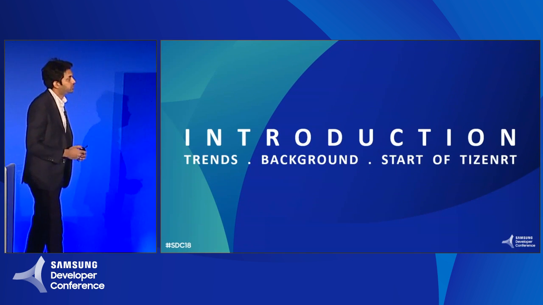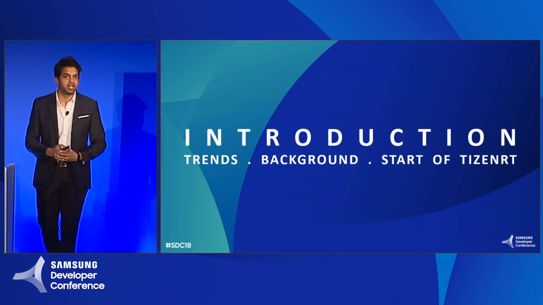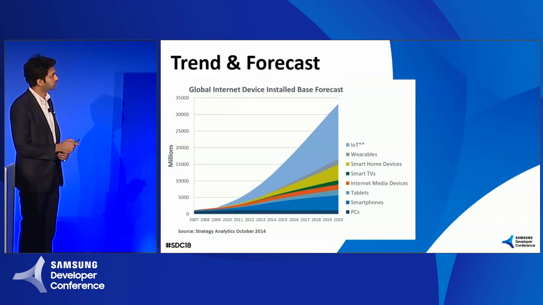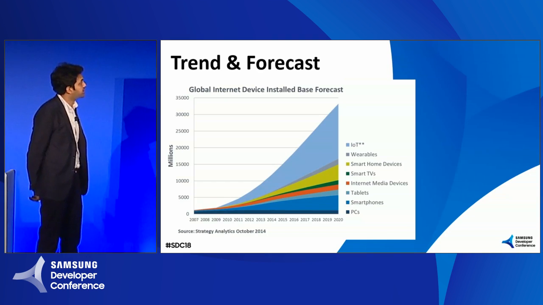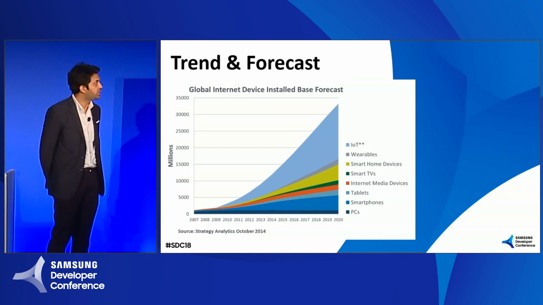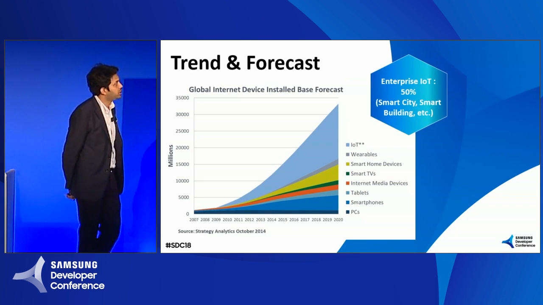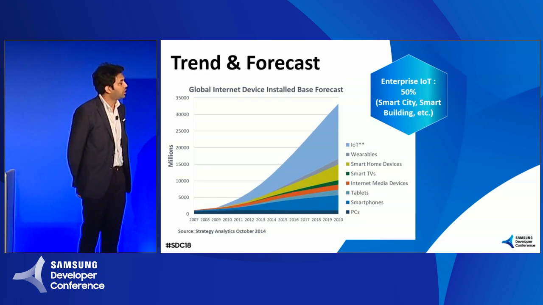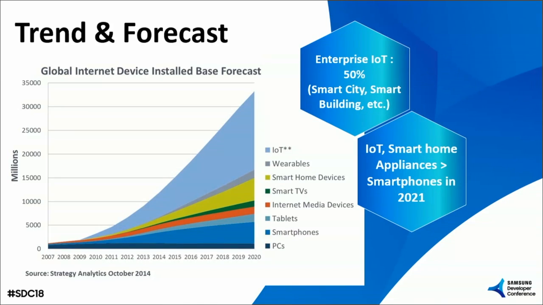So let me explain a quick start on how we started with the backgrounds and trends and why we needed this platform. In 2015, we saw a global analysis done by Strategy Analytics, and it said that the number of IoT devices, wearables, and the smart home devices were on a rise. We saw that enterprise IoT comprised more than 50% of the total number of installations. The forecast was that IoT and smart home is going to be more than the smartphones in 2020 or 2021.